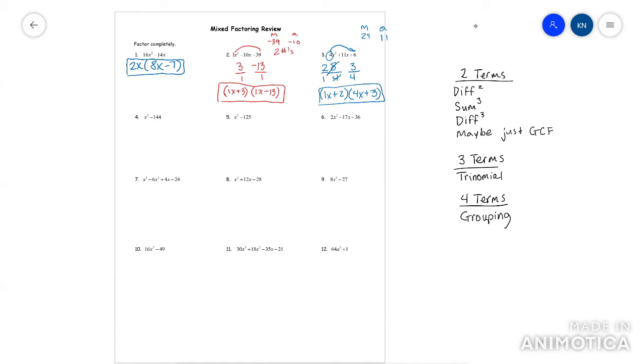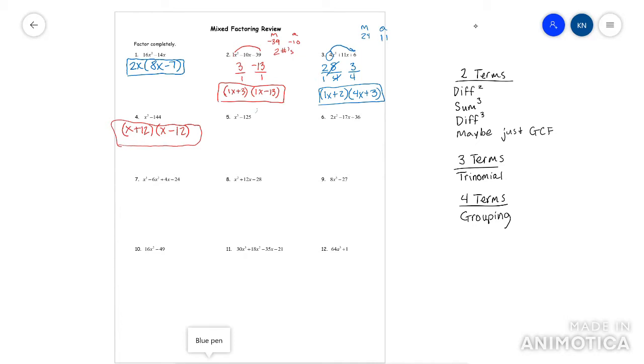So when it's a difference of squares, you just set up 2 sets of parentheses. You say what times what makes x squared? Well, that's x times x. And what times what makes 144? Well, that's 12 times 12. And then one's a plus, one's a minus, and you're done. Those are possibly the easiest.